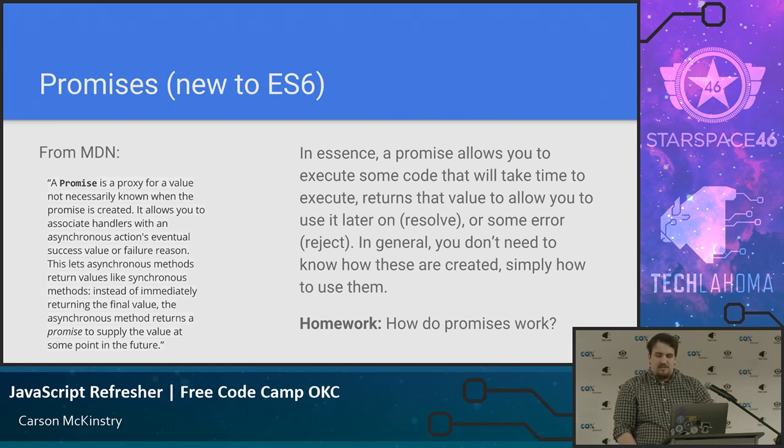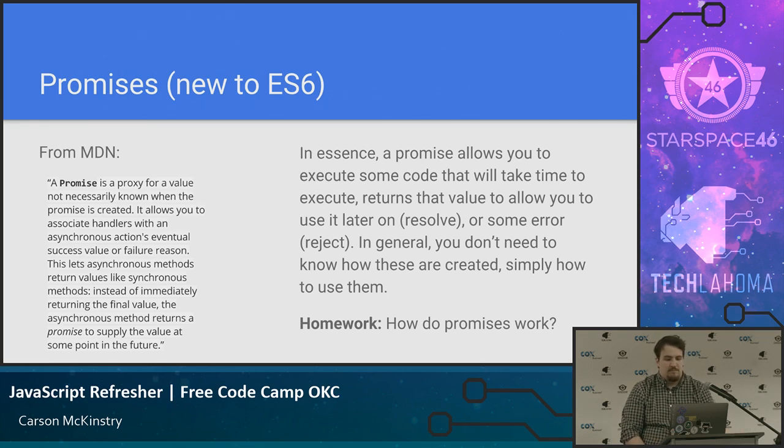Next thing we're going to talk about, and this is probably the most esoteric, probably the most difficult thing about ES6, is promises. I'll read the MDN, Mozilla Developer Network, definition of what a promise is. A promise is a proxy for a value not necessarily known when the promise is created. It allows you to associate handlers with an asynchronous action's eventual success value or failure reason. This lets asynchronous methods return values like synchronous methods. Instead of immediately returning the final value, the asynchronous method returns a promise to supply the value at some point in the future.